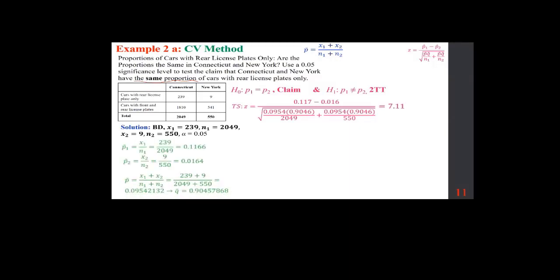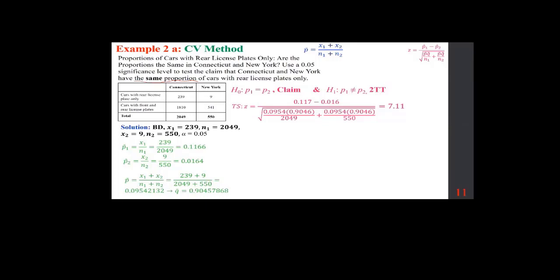Take a look at the one on the bottom left in green. We really have to do that first. We have to calculate P1 hat and P2 hat. We need those for the numerator of the test statistic.